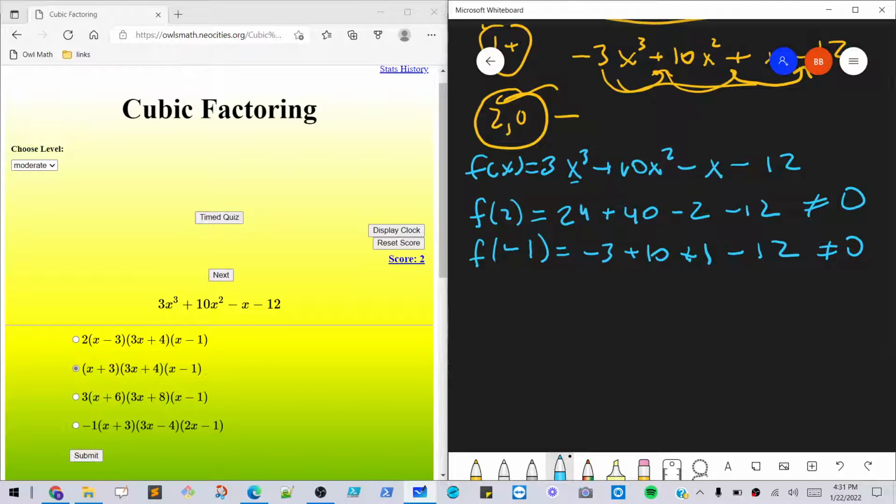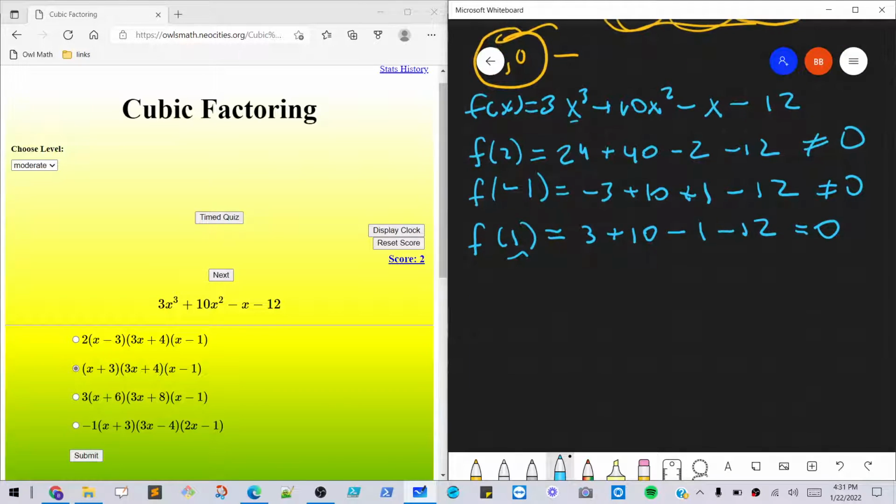So then the next thing we'll check is we'll just try 1. Like I said, I would usually try that first, but let's try a 1, and we get 3 plus 10 minus 1 minus 12, and that equals 0. So we found a root, and it's 1.